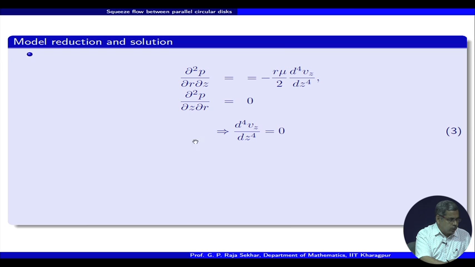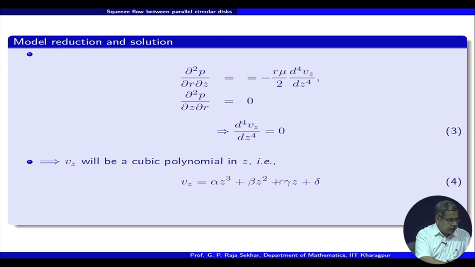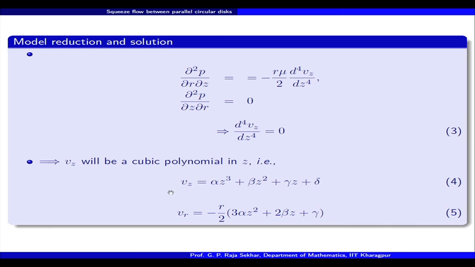Combining these two, one can infer that the ODE for V z is this. This indicates the velocity structure will be a cubic in z, where alpha, beta, gamma, delta are some arbitrary constants that are to be determined. Once we have V z, we can write down V r using the relation that we have. So at this stage we have obtained the general structure of the velocity components.